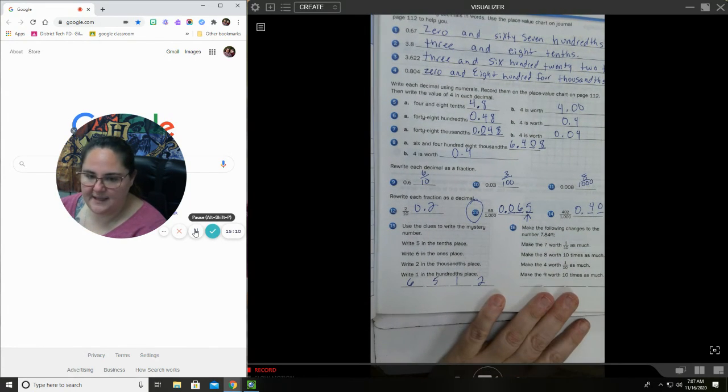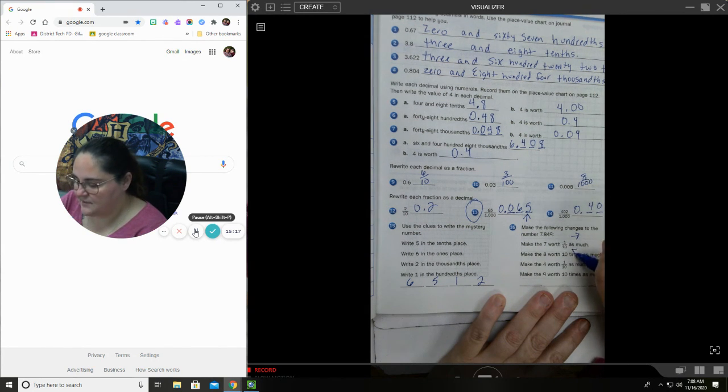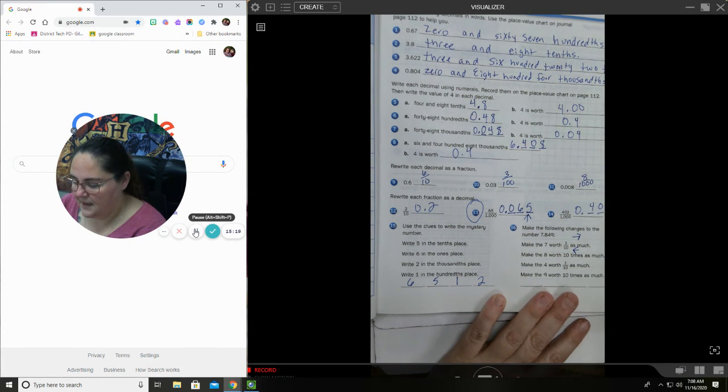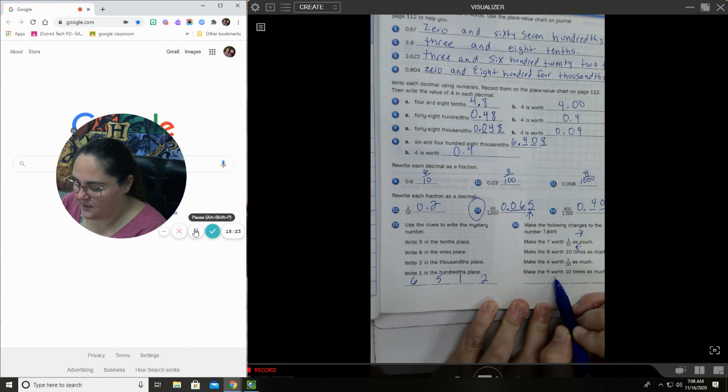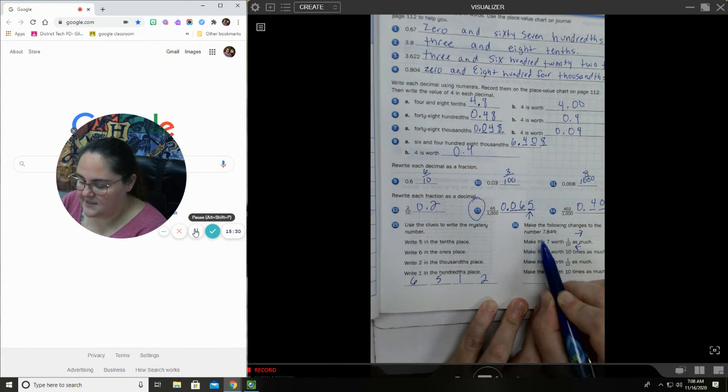This one is the one that can be tricky. Remember, if it's 1/10 as much, it's going to move this way. It's going to get smaller. If it's 10 times as much, it's going to move this way because it gets bigger. Make the 7 worth 1/10 as much. So it was here, so now it needs to go here. Make the 8 worth 10 times as much, so it was here, and now it needs to go here.